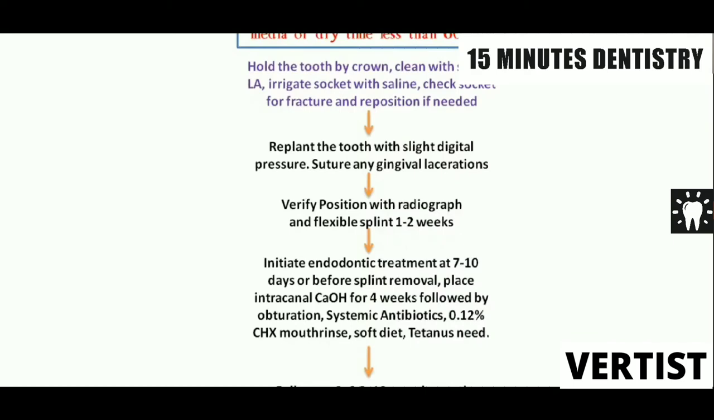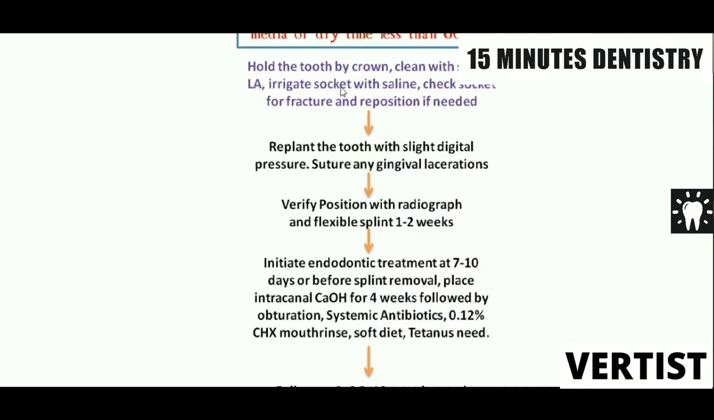pressure only. Once you are able to replant the tooth, suture the gingival lacerations, again verify the position with the radiograph. If it is okay, then you have to use a flexible splint for 1 to 2 weeks as earlier and initiate endodontic therapy again at 7 to 10 days. This remains the same. This part of the treatment is going to stay the same. The only thing which has changed is that you have to do the replantation in this case.